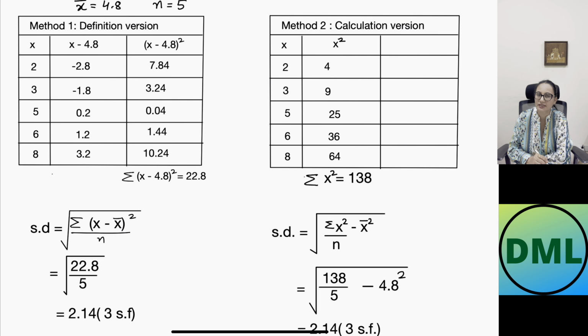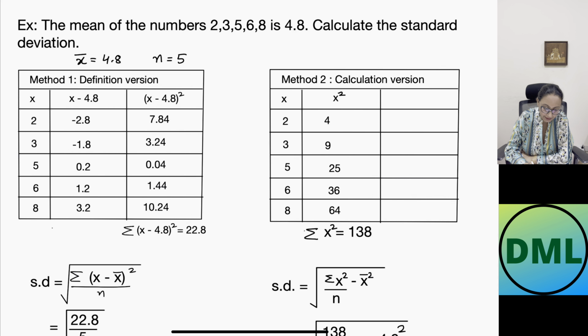We will see the same question with the second formula here. I have to calculate x square here. That means I need to square all the values of x. X are 2, 3, 5, 6, 8. If I square all the values, I will get 4, 9, 25, 36 and 64. I have to do the sigma of this value. Sigma means addition of all these values. If I add it, my answer is 138.